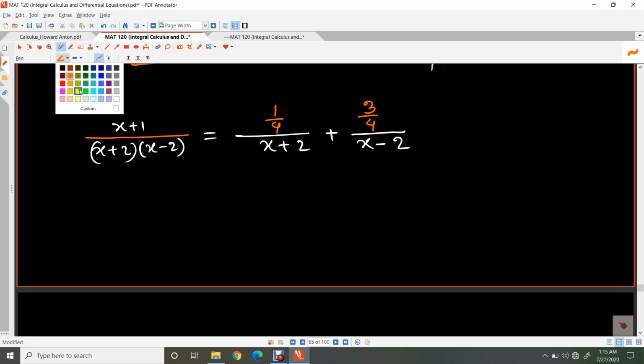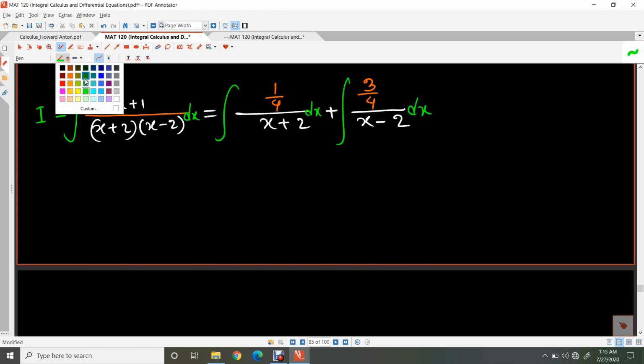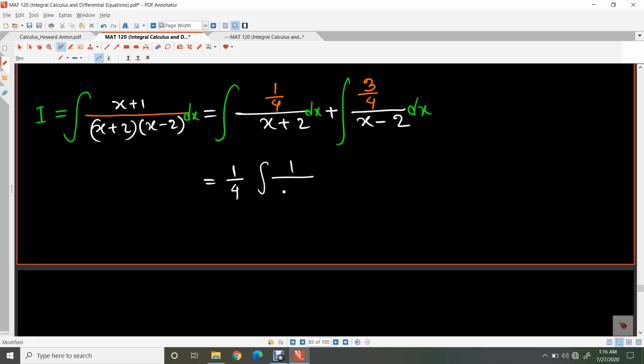So we have to integrate this function. So integration will be here and here, and we have already considered this integral as I. So let's try to find the antiderivative for these two integrals. So 1/4 is constant, so we are pulling out 1/4. We have 1 by (x + 2) dx. Again 3/4 is constant, so 3/4 is pulled out before this integral part.